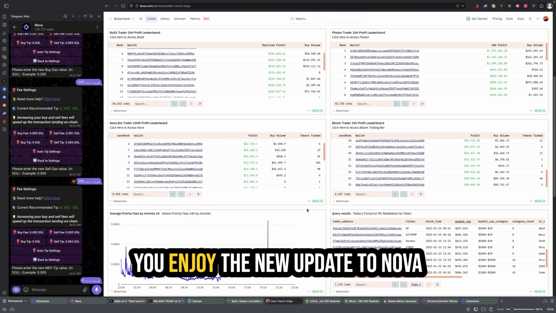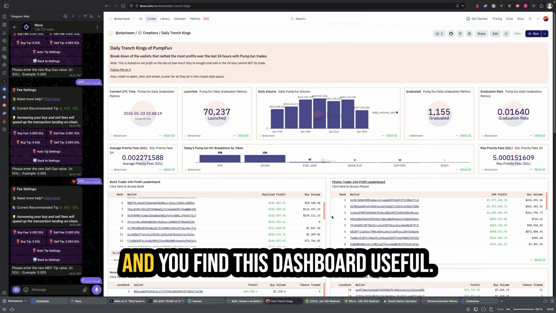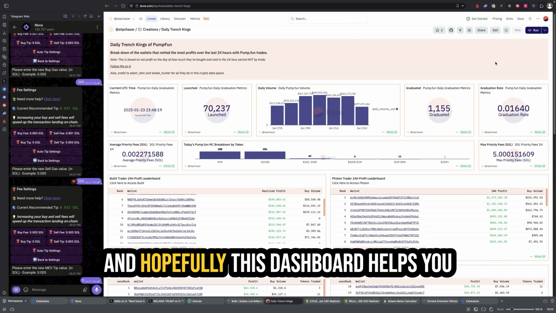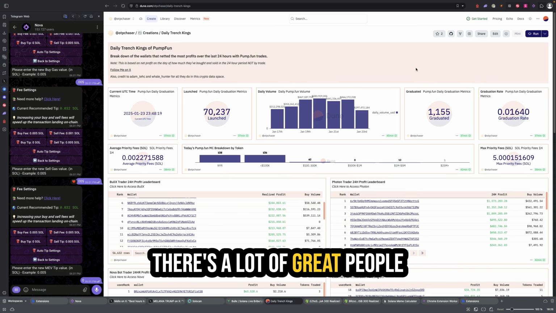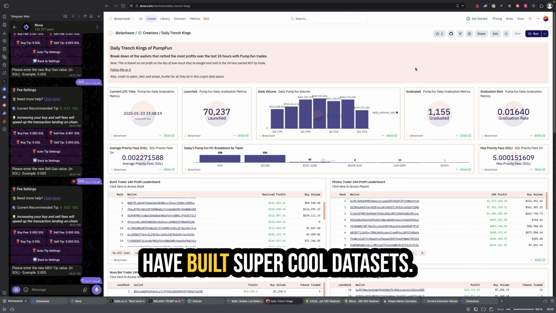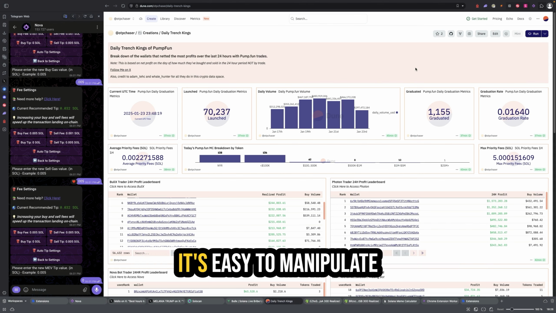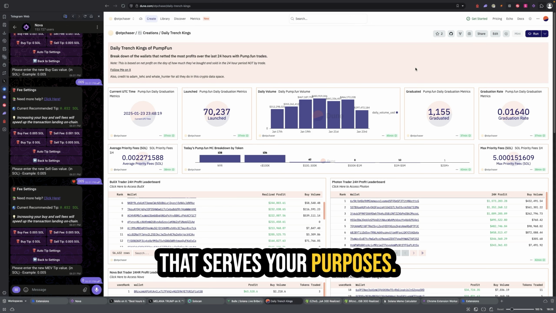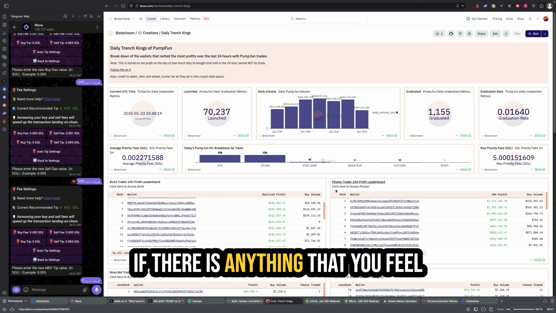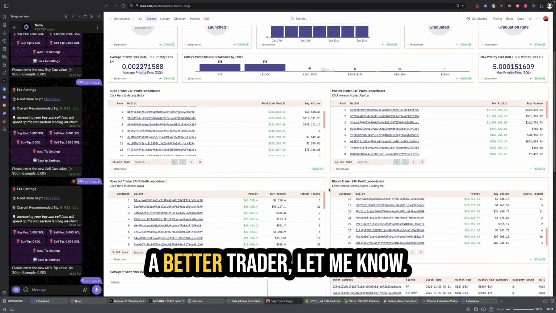Hopefully you enjoy the new update to Nova and you find this dashboard useful. There are a lot of great people like Adam and Hunter that have built super cool data sets. It's easy to manipulate to get your own query that serves your purposes. So if there is anything that you feel would be helpful to make you a better trader, let me know.